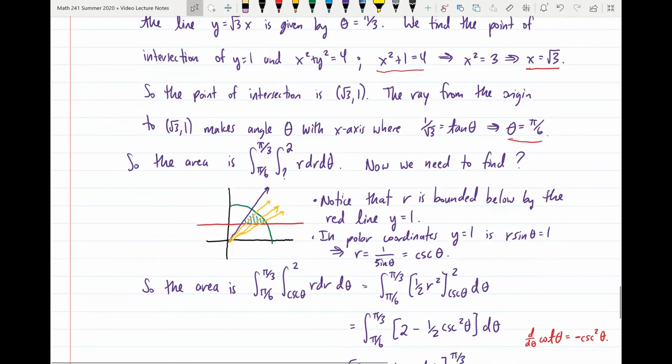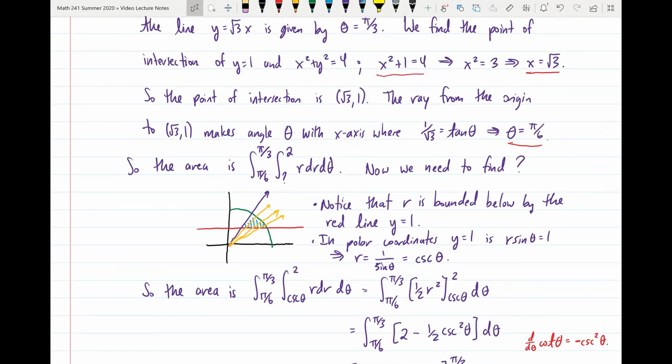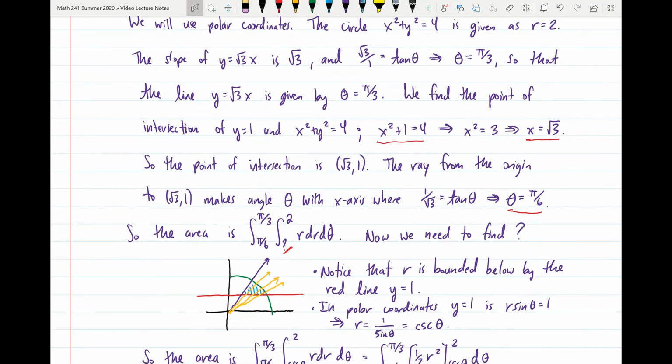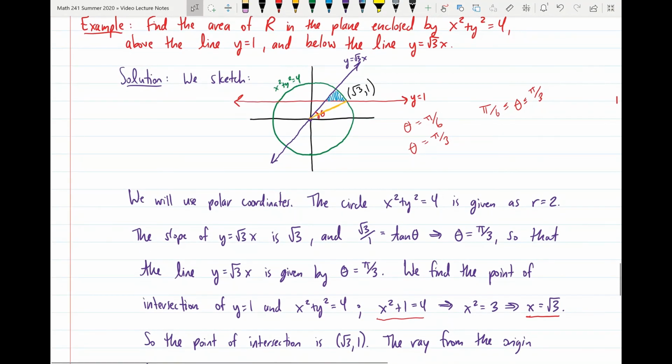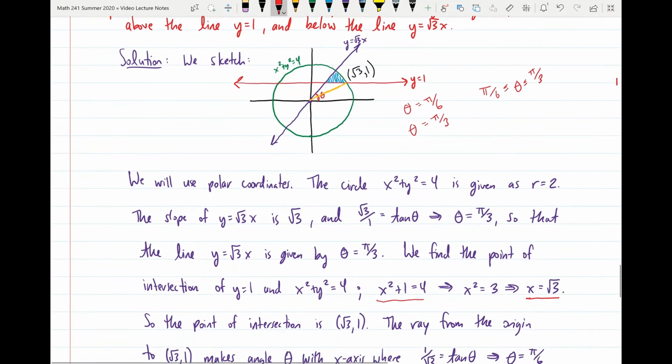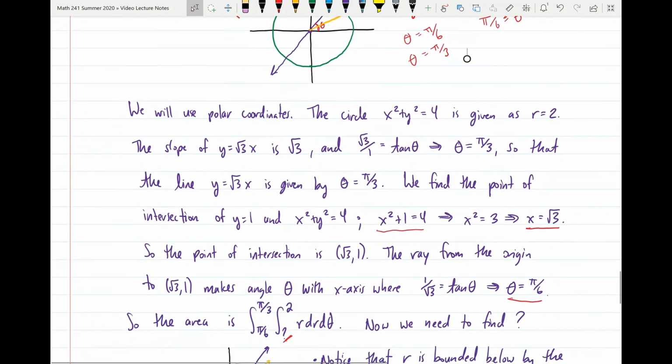So we know that the area of our region is going to be the following iterated integral. We have the integral from pi over 6 to pi over 3, those are our bounds for theta, of the integral from something, which we don't know yet, to 2 of r dr d theta. So we have our upper bound for r, because that's just going to be the circle, which has radius 2. But we need to figure out what the lower bound is going to be for r.